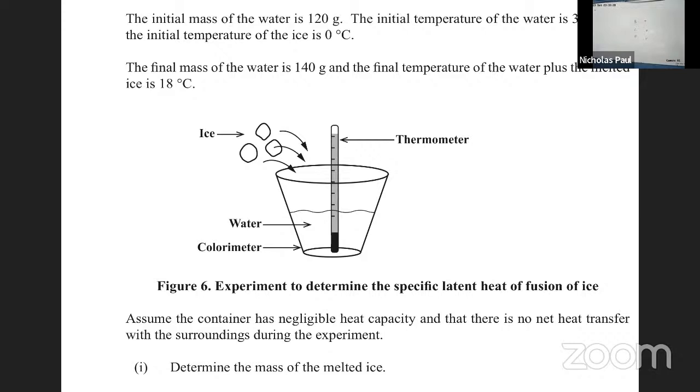Right, so in this question they give you the initial mass, the initial temperature, and the final temperature. Remember, the water supplies the energy and the ice is receiving the energy, right? Write it down. I'll tell you what they want and I'll let you work it out, right?